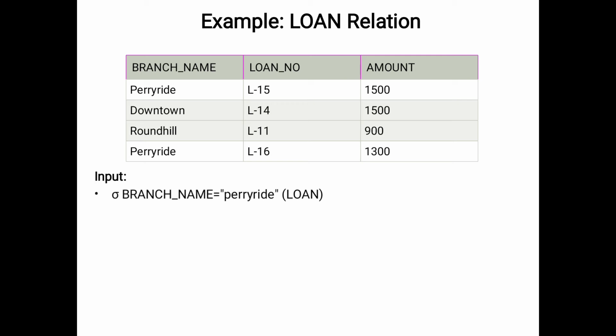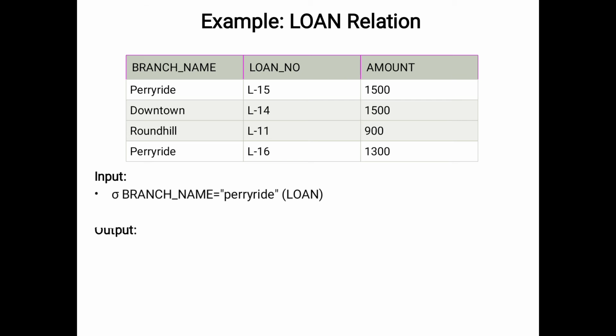Here the table name is loan, that's why, within the parentheses, we already know the syntax: sigma p of r. Here r is the relation, that means the table name. What is the meaning of p? That means the condition. Here we want the information related to Periride branch name, that's why we will consider the condition as branch name is equal to Periride.